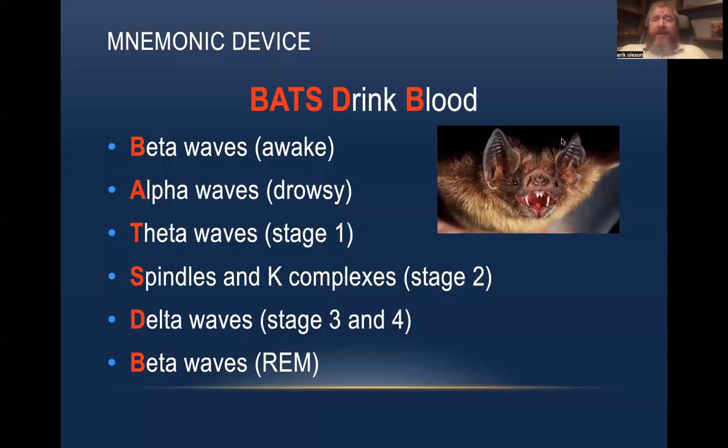Here's just a mnemonic device to help you memorize the sleep stages. Bats drink blood: beta, alpha, theta, then the spindles and K complexes come, then delta and back, and then beta.